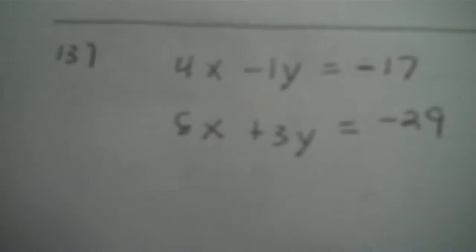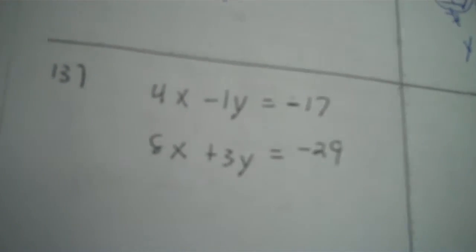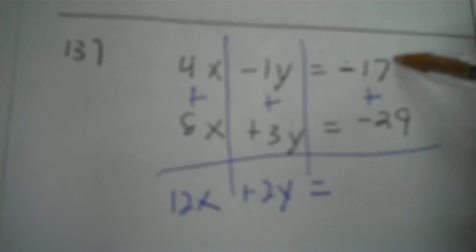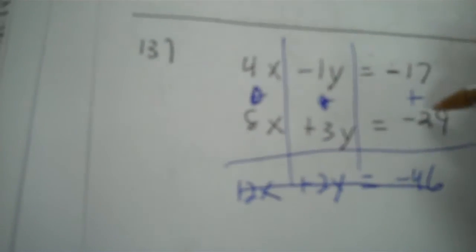Okay, number 13, 4x minus 1y equals negative 17, 8x plus 3y equals negative 29. Now I don't have a base letter because I don't have a letter by itself, so I make these columns, and first I add. 4 plus 8 is 12x, negative 1 plus 3y is positive 2y. And then negative 17 plus negative 29 is negative 46. So that did not work. So I switched the plus to minus and see if that works.